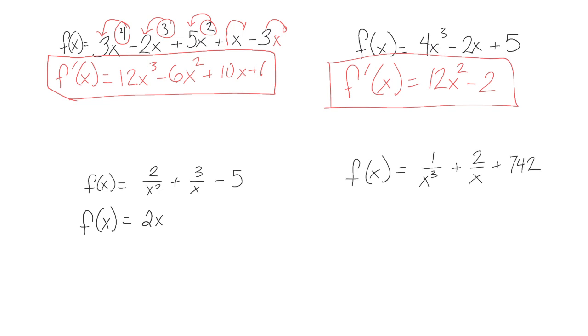Remember that when you make your power negative, that's what pops it to the denominator. So this is really a 2x to the negative 2 plus 3x to the negative 1, and then a minus 5. When you write it like that, it's really not a polynomial function, but the power rule still works on it. So to find the derivative, we would take the power times the coefficient, negative 4, and then you would have to reduce the power by 1.